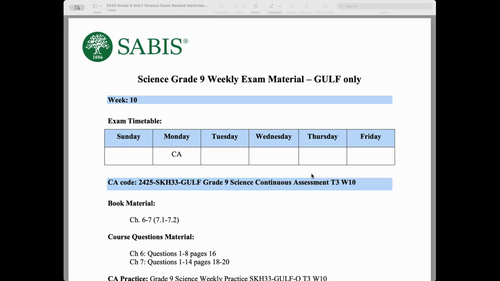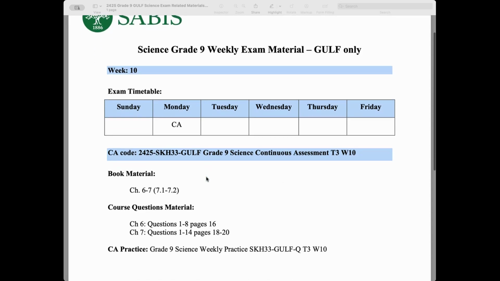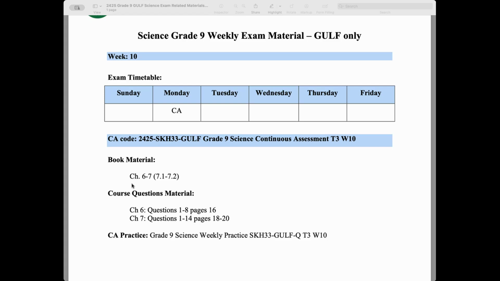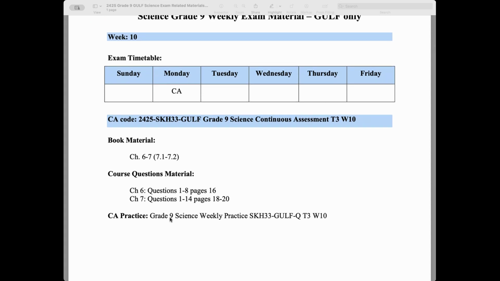Well, let's have a look at the science grade 9 material for this week, week 10. We have chapters 6 and 7. We have only 6.7.1 and 7.2. So the course question material is chapter 6, questions 1 to 8, this is page 16, and chapter 7, questions 1 to 14, pages 18 to 20.